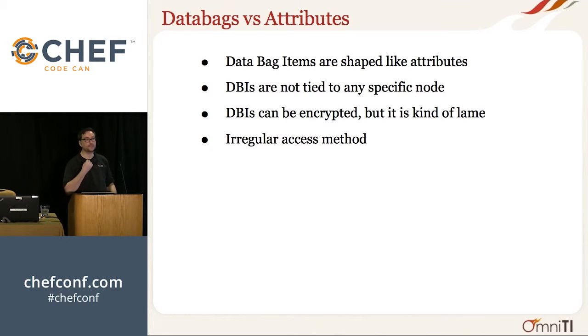But the thing that makes it most awkward for me as a cookbook author and maintainer is that the access method for databag items is irregular. You have to call a different method based on whether it's encrypted or not, and you have to provide a key, and you have to know which key to provide. That's all very different than how you get to attributes. With attributes, you just say node bracket, bracket, bracket. So you have to write your cookbooks differently if you're using databags versus attributes, and you have to write a lot more code if you're using databags.